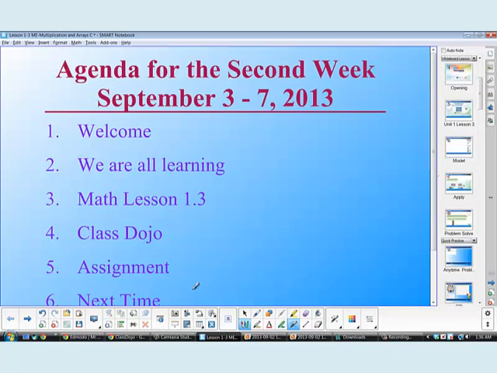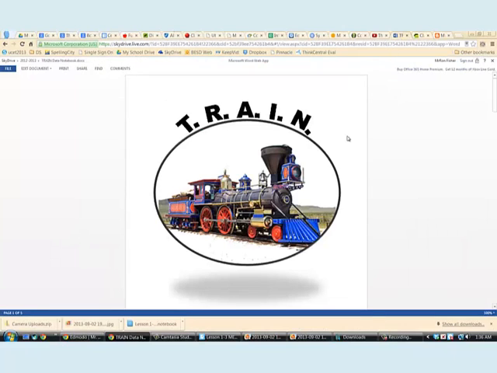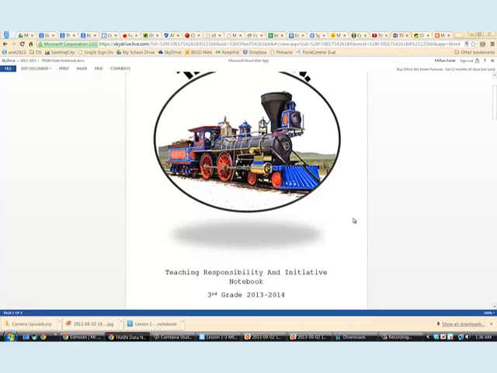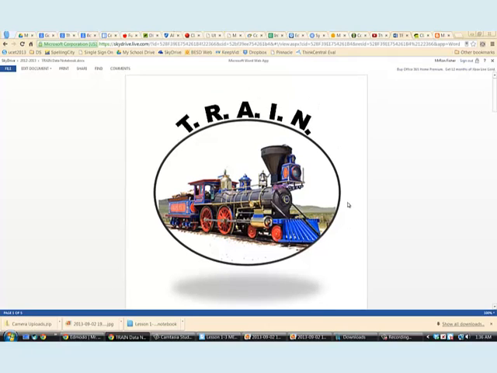And last but not least, next time I will be showing you TRAIN. And TRAIN stands for Teaching Responsibility and Initiative Notebook. We'll be gathering our scores and putting them in this notebook so you can share that with your parents during parent-teacher conferences, and also keep track for yourself. And you want to be able to improve each and every time you take a test. And so this will help us to keep track of that, and I'll talk about that next time.